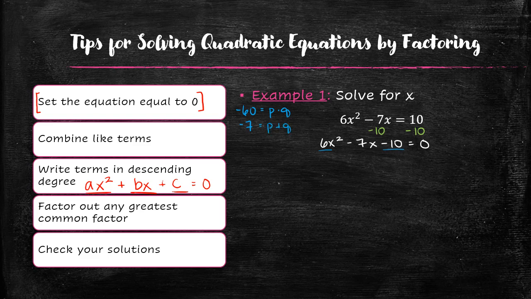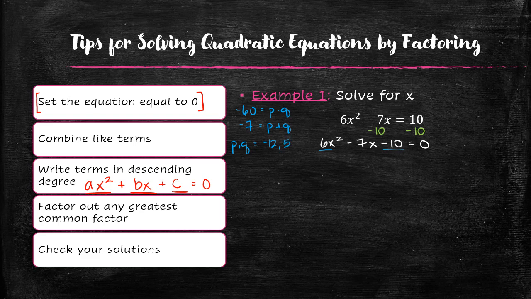negative 7. Okay, so we want to be thinking about what are the factors of negative 60, like maybe negative 30 and 2. Oh, but that doesn't add up to negative 7. So you do want to play with this a little bit. There's a little bit of guess and check involved. But in general, we should come up with P and Q will be equal to negative 12 and 5.